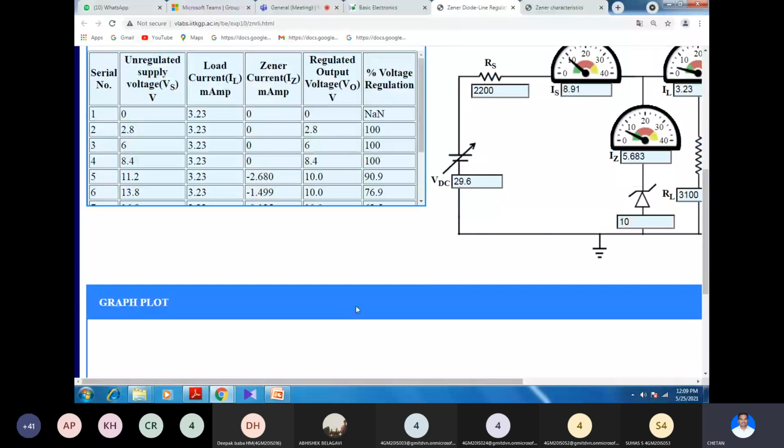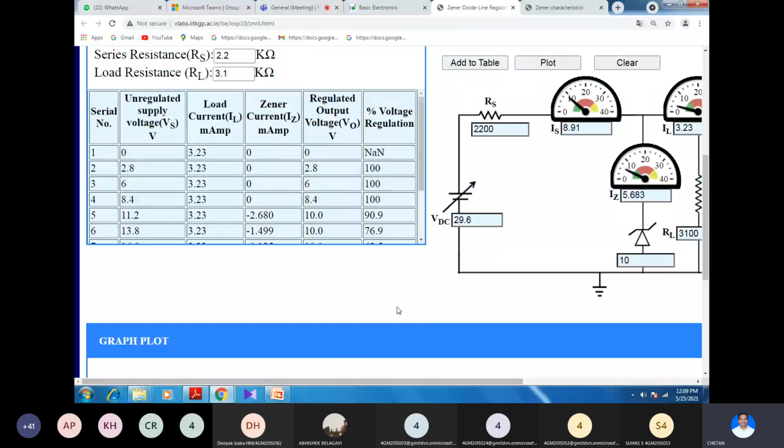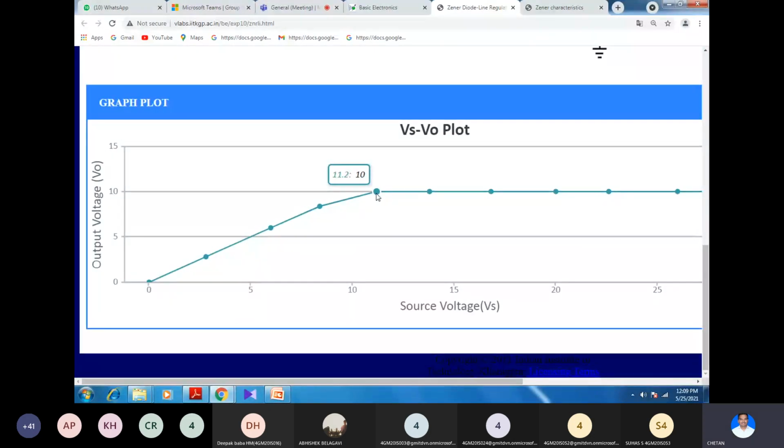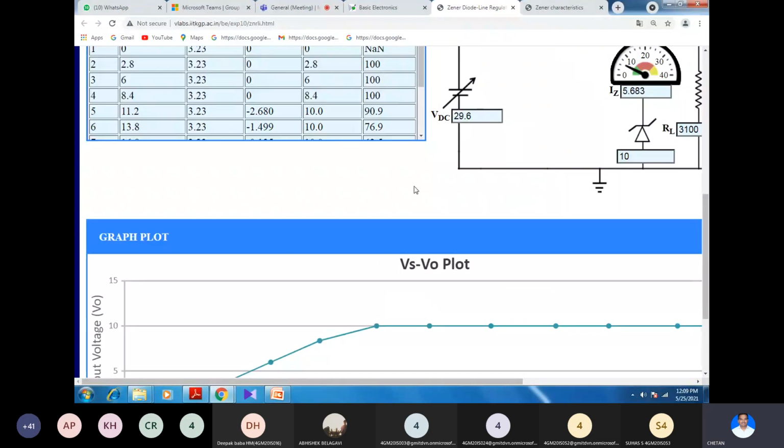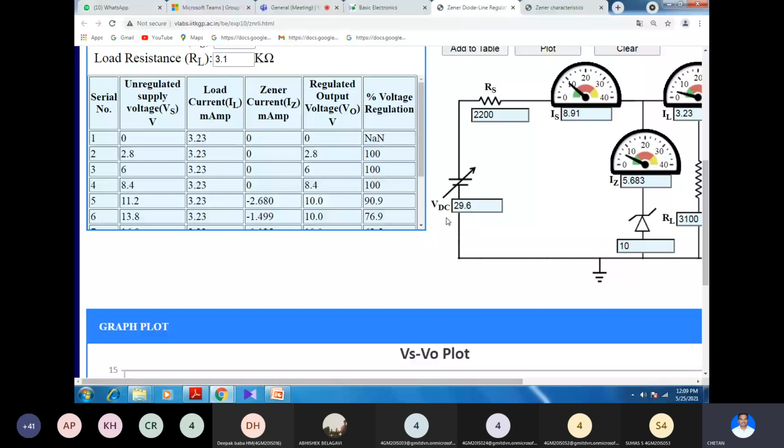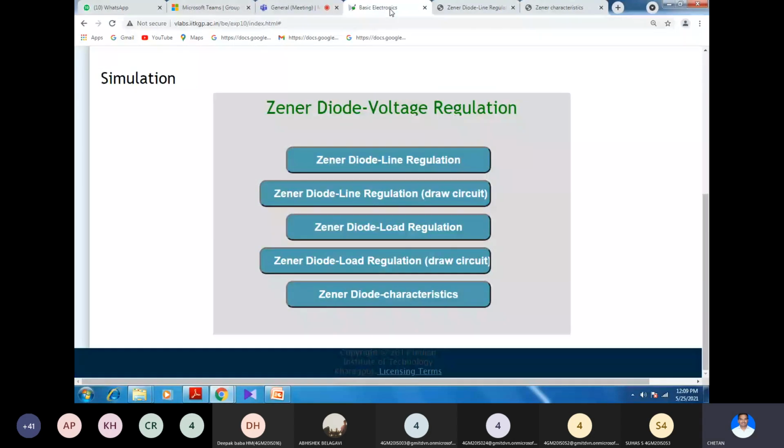Now I will use a plot for this, right? So here you can see this is the value where VDC is around 11. Beyond this value, you will get a constant Vz across the diode. Below this value, it is not on, it is off. Therefore, you may not get a constant voltage. You will get voltage with respect to the applied voltage at the VDC. So this is all about line regulation. I hope this is clear. Now I will move on to load regulation, where we are going to vary the load.